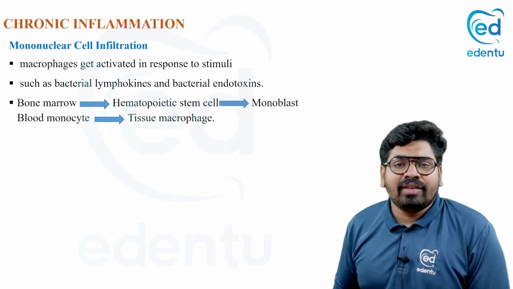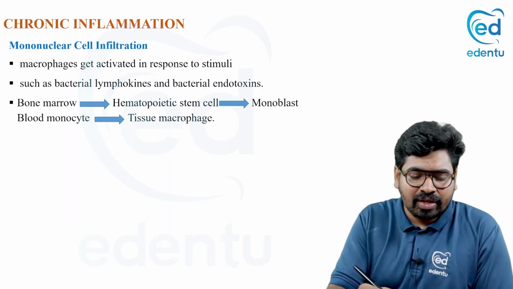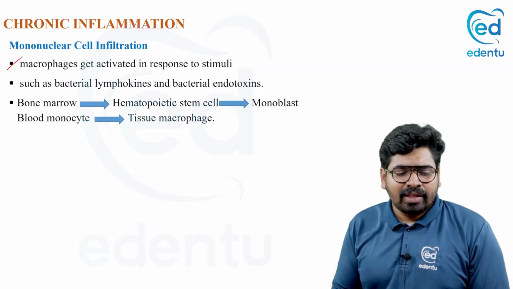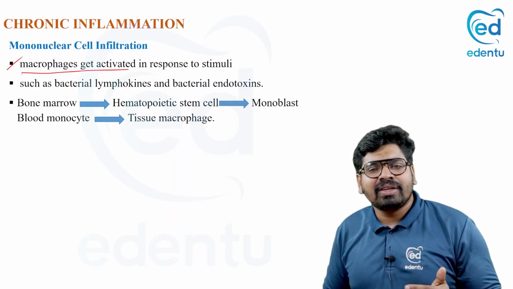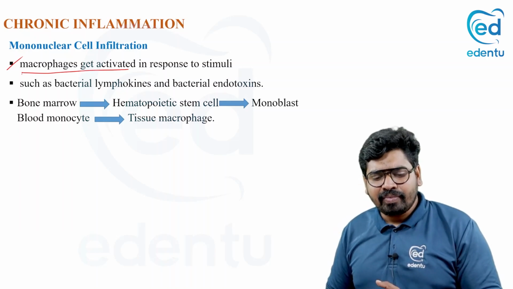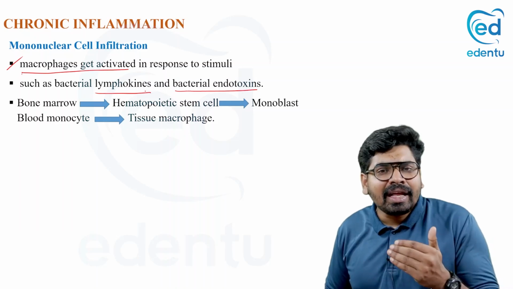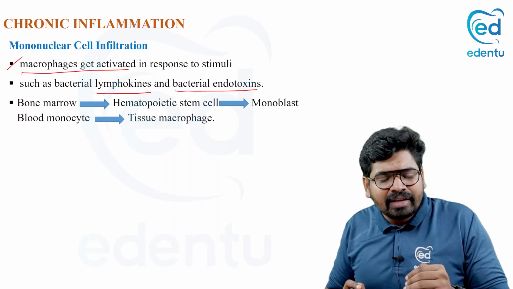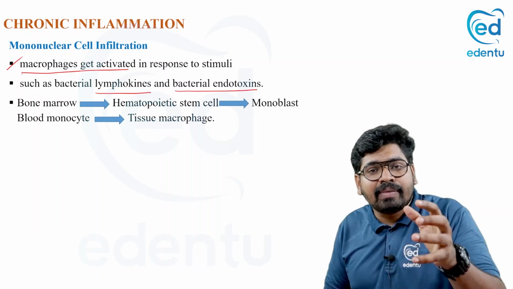Okay, now let's see how these mononuclear cells come in a granulation in a chronic inflammation. Okay, when there is a chronic inflammation, the macrophages are activated. Why are they activated? They are activated through the slow activation by your bacterial toxins and the lymphokines, chemical mediators produced by the bacteria. So there is a bacteria in our body. The bacteria is making some kind of chemicals, and these chemicals will activate the macrophages.